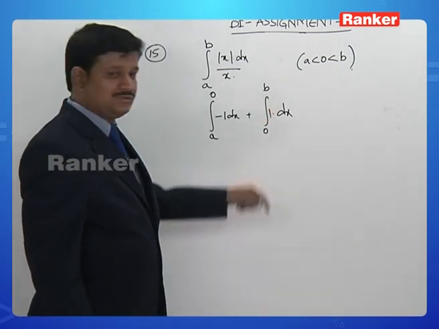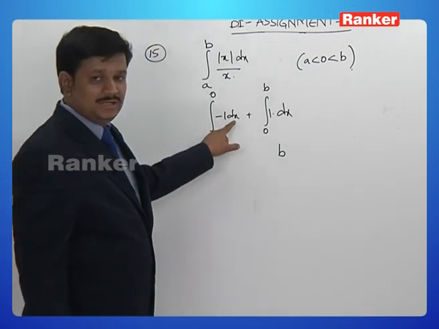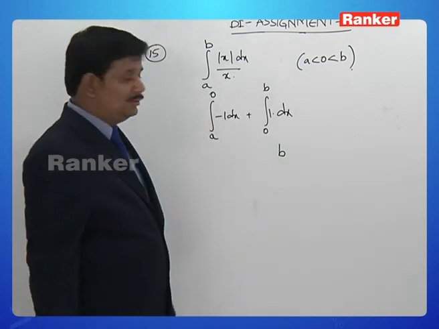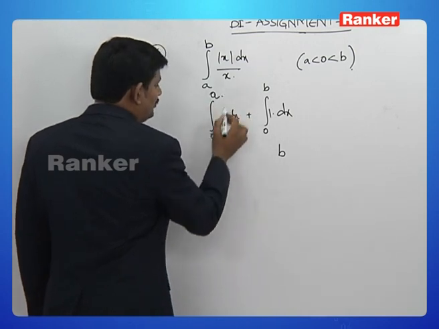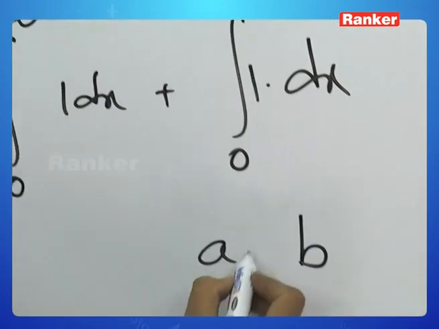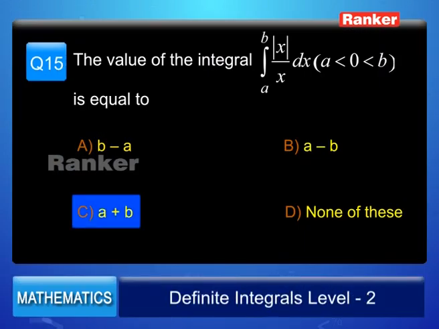Integral of 1 dx from 0 to b is b. Integral of minus 1 dx from a to 0 is integral of 1 dx from 0 to a, which will be a minus 0. So, the answer is a plus b, which is option C.